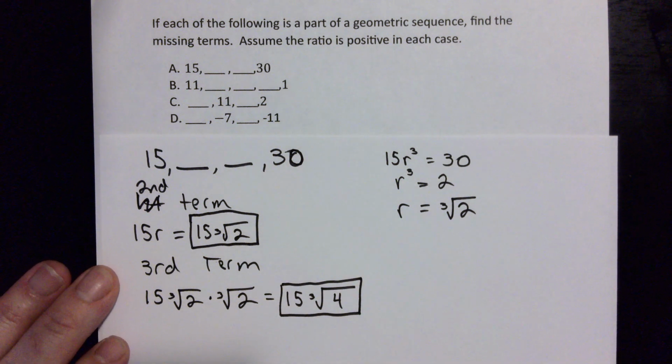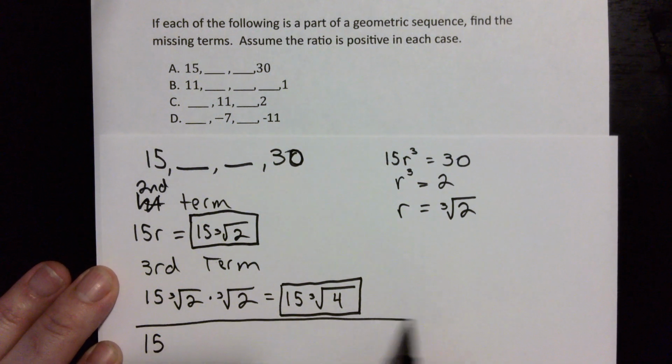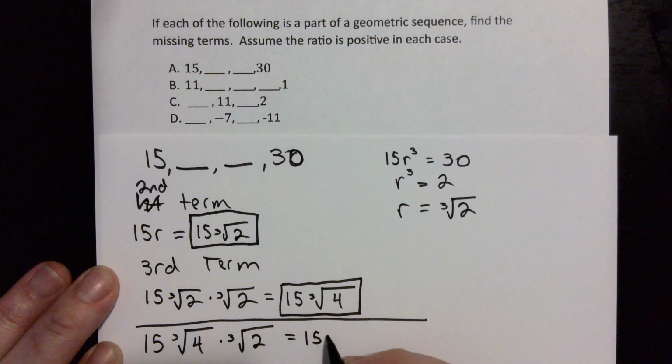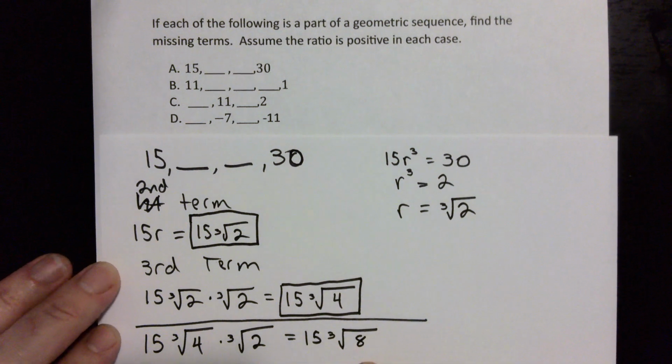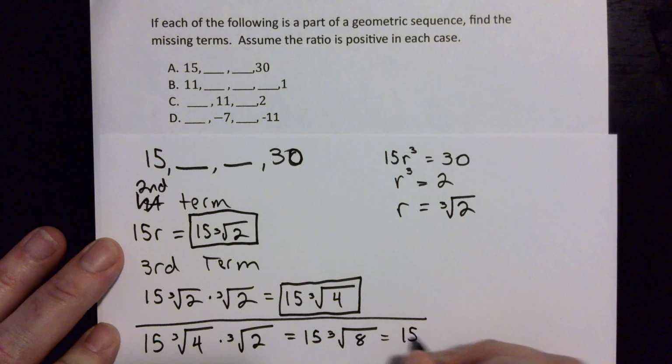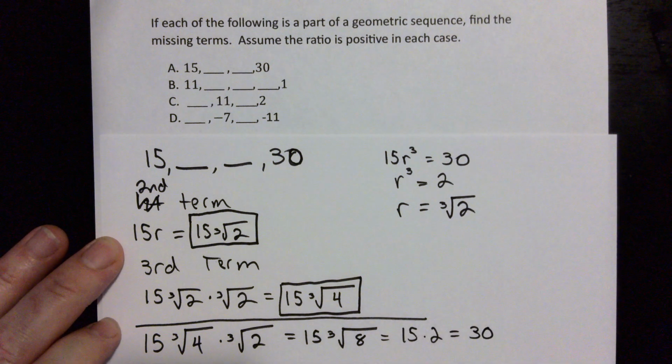If you want to prove that it's right, that it gets to the 30, you can find the fourth term from the third term. We have 15 times the cube root of 4, and multiply it by r one more time, we should get an answer of 30. Let's see if we do. We multiply it by the cube root of 2. Since they're both cube roots, you can bring that together and multiply. That makes it 15 times the cube root of 8. The cube root of 8 is 2 because 2 times 2 times 2 equals 8. So this becomes 15 times 2, which is 30.